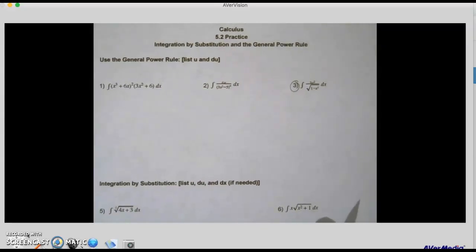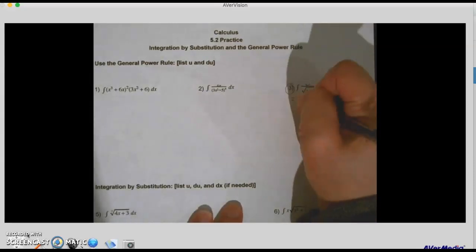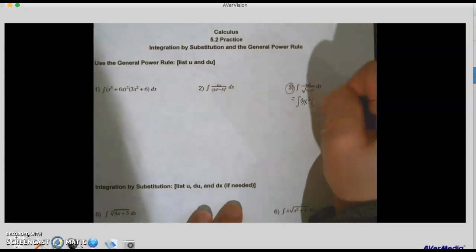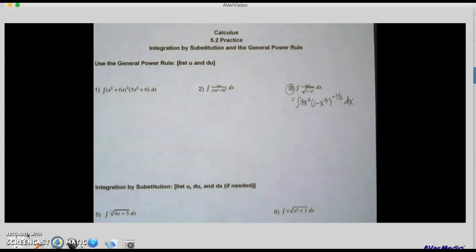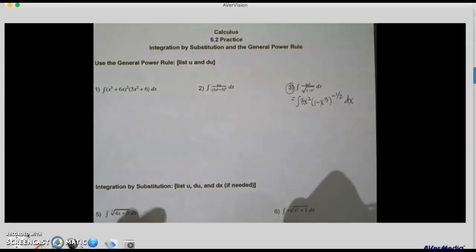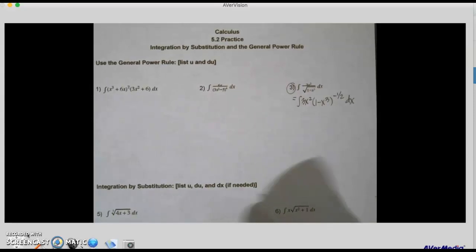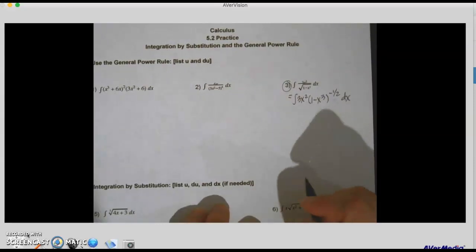So just like in 5.1, we're going to rewrite it so that it's not a fraction anymore. I'm going to have my 3x squared. Bring the 1 minus x cubed up to the top, so now it's a negative 1/2 power. Then you have your dx. Okay. So we're not able to distribute that 3x squared into the binomial because of that exponent that's attached to the binomial. So we do have to use our u substitution.